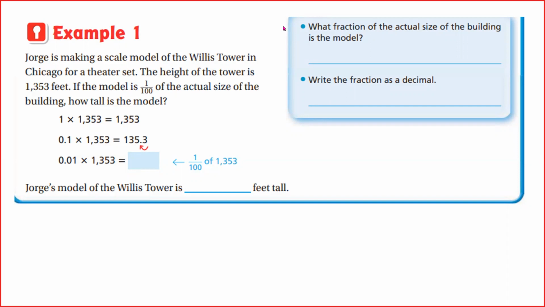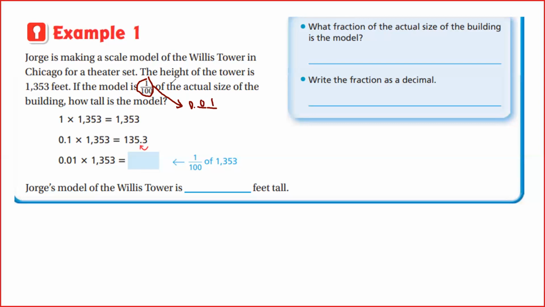So what do you have to do here? You have to write 1/100 as a decimal. Then I have 100, so I have 2 digits. I will start from the right. So it's going to be 0.01.